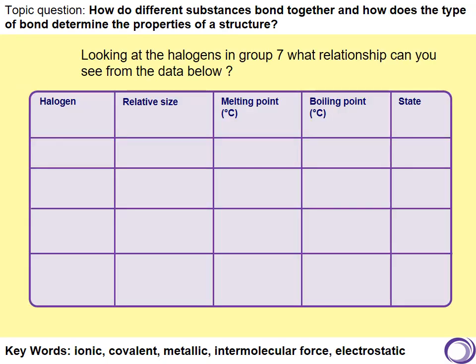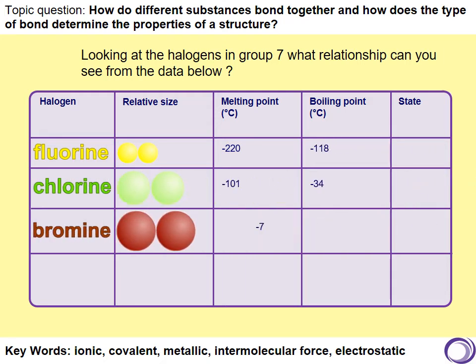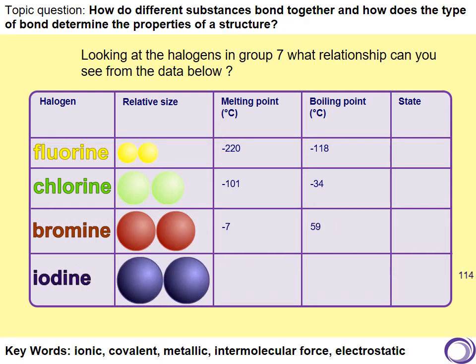And if we look at group 7, we can see that for each of the halogens, as you go down the group, the molecule gets bigger. And that means that as the molecule gets bigger, the melting and the boiling point increases.